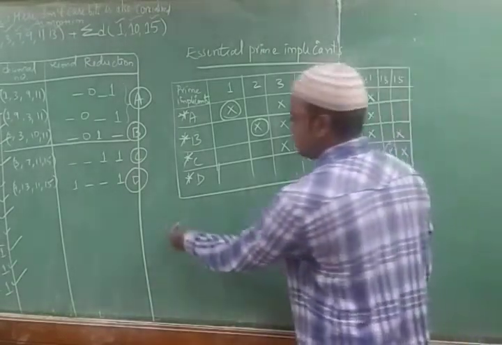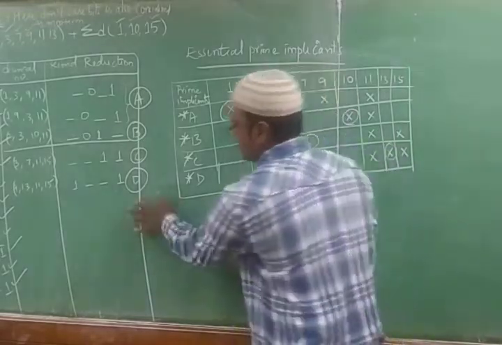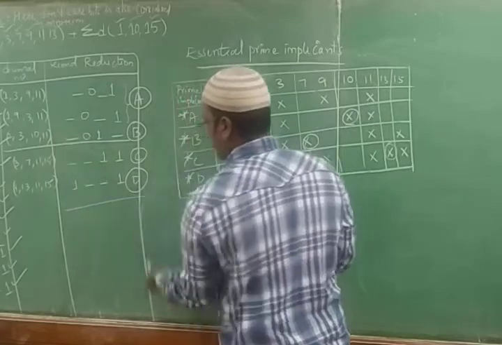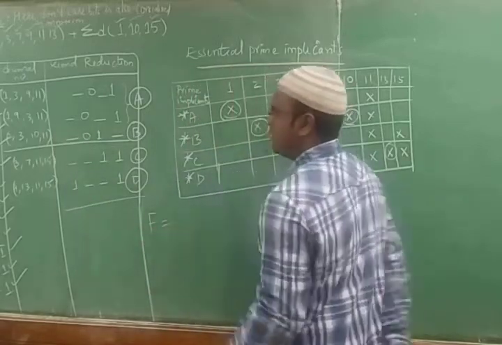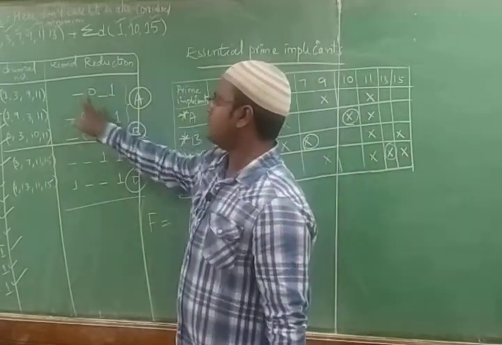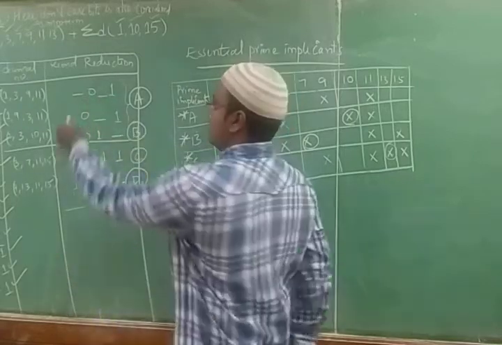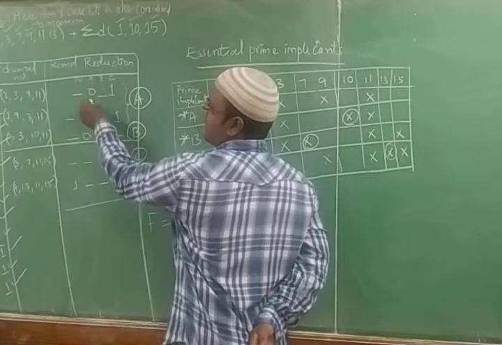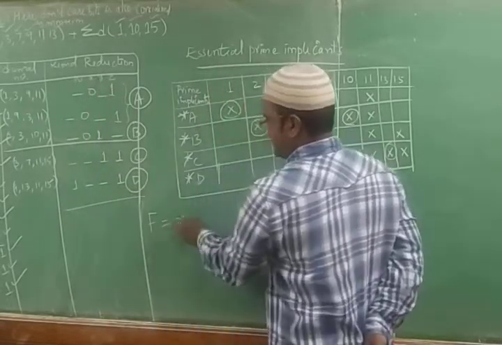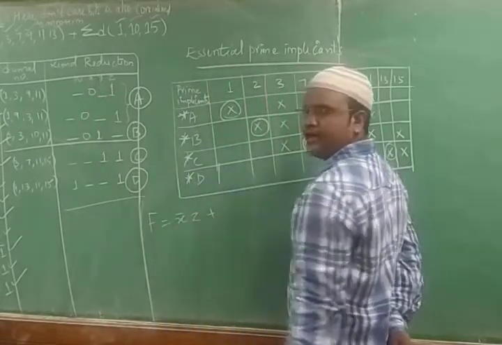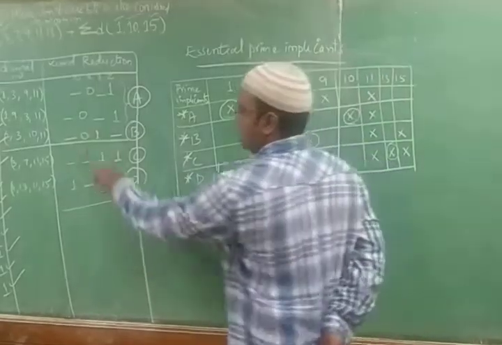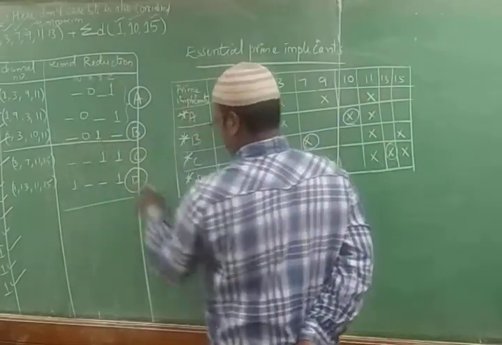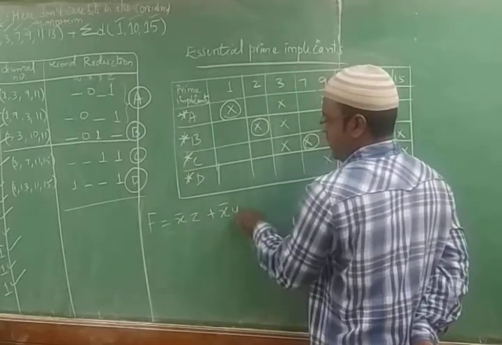So how do we write the function? F is equal to, and I'll mention it here because I do have the values A, B, C, D. Tell me, what is A? This is dash 0, 1 dash. That means if I'm taking W, X, Y, Z, this is nothing but X bar and Z. The first answer is X bar and Z from A, the essential prime implicant. Similarly B, W, X, Y, Z, so X bar and Y. I can write X bar and Y from B.